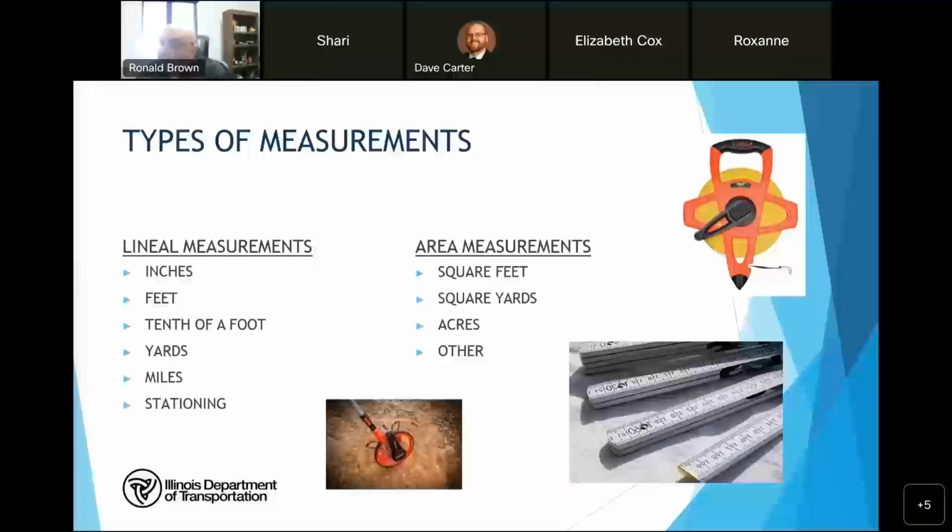Area measurements typically include square feet, square yards, acres, or some other type of area measurement that could be stipulated specifically for your contract. Some typical applications for area measurements would include concrete base course widening, driveways, sidewalks, seeding and sodding, or median surface.